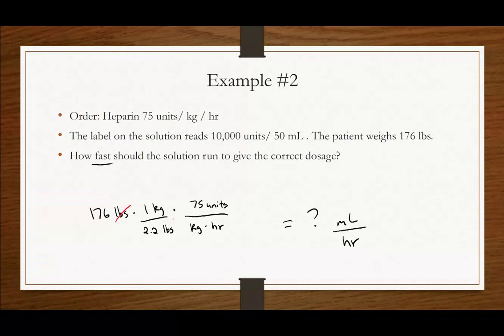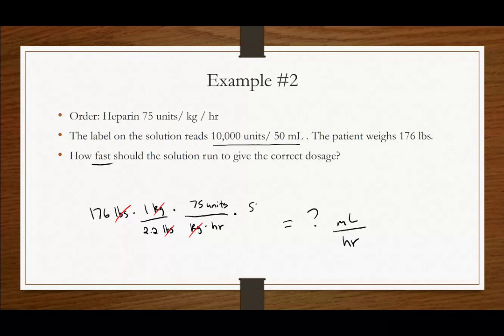So as we mark off some of our labels here, you'll notice that should leave us with the number of units per hour necessary. And so the last thing to consider is what we have as our solution. Our solution is given to us here as 10,000 units for every 50 milliliters. So how many milliliters do we need to accomplish this?